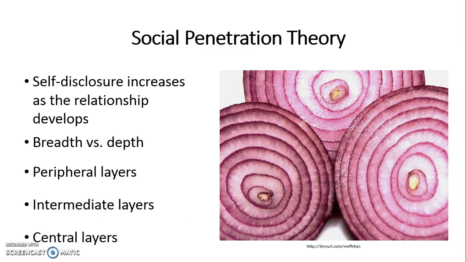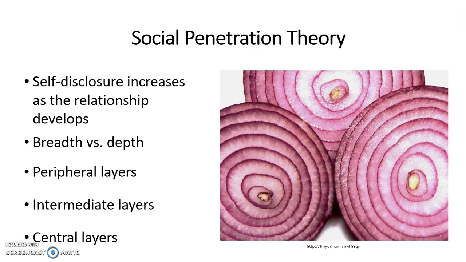Now, another way that we engage in interpersonal relationships, in addition to uncertainty reduction theory, is social penetration theory. If you've ever seen the movie Shrek, then you know that Shrek says ogres are like onions. Why? Because onions have layers. Well, just like onions, just like ogres, people have layers. Self-disclosure is our way of revealing those layers to other people.